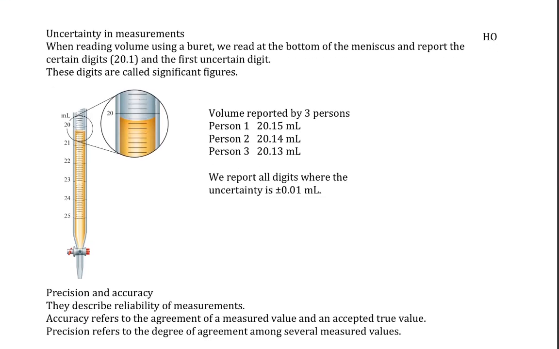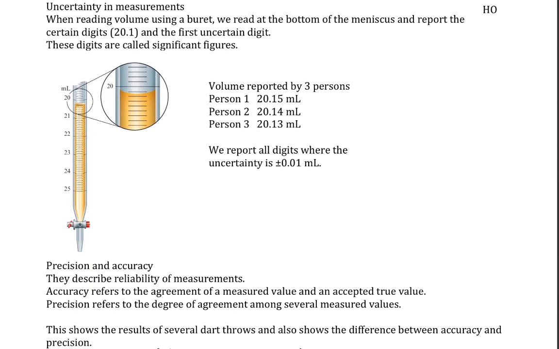Okay, next we will have the uncertainty in measurements section. When reading the volume using a burette, for example, we read at the bottom of the meniscus and report the certain digits and the first uncertain digit. A burette is a long, skinny piece of glassware that we use to make titrations. We see what it looks like in the diagram on the left, and we see that the liquid in it is somewhere between 20 and 21 mLs.